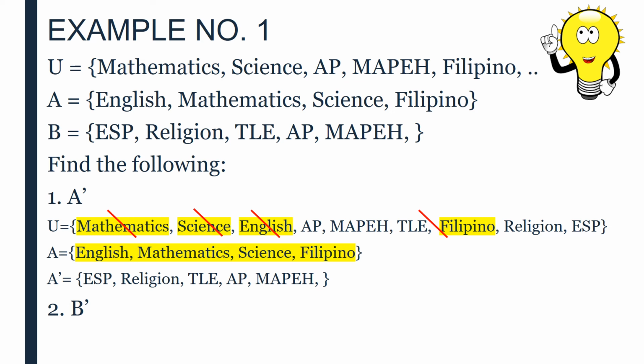Number 2, same process po yung ating gagawin, yung B prime. So, lahat ng elements ng set B, tatanggalin natin sa universal set. So, tatanggalin natin si ESP, religion, TLE, AP, and MAPE. So, yung matitira, math, science, English, and Filipino.